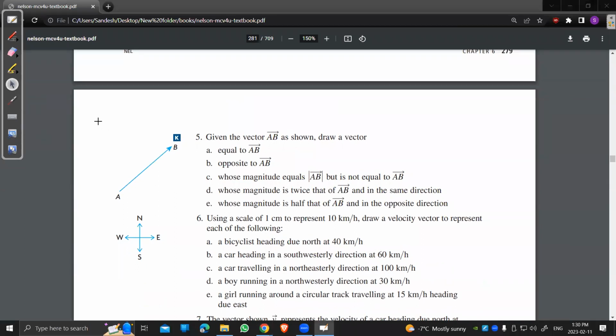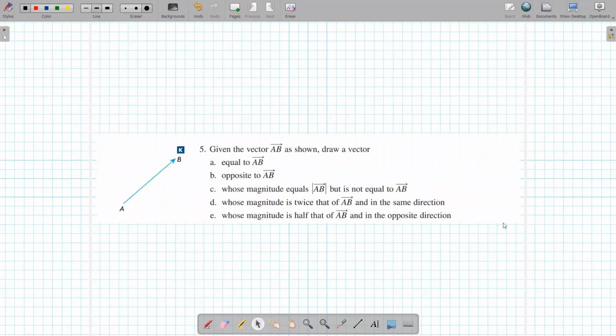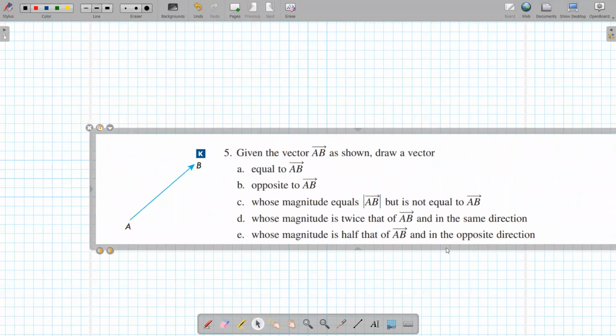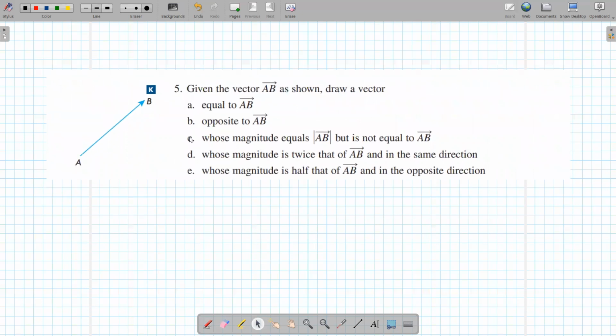Okay, we're just gonna do these questions, and we'll see if we need to use that triangle law, the tip to tail law. Okay, this is very simple. Given the vector AB, draw a vector that is equal to AB. So I'm going to draw something called CD that's going in the same direction and has the same length. And that's going to be the answer to A.